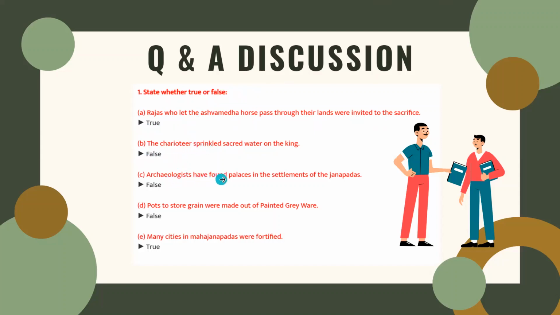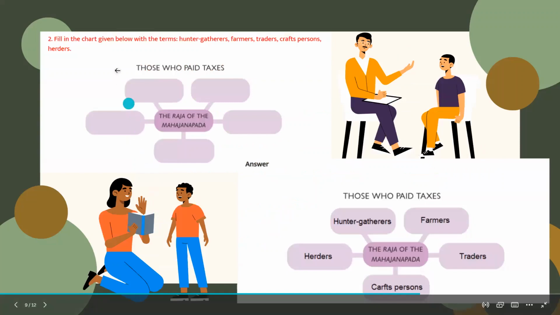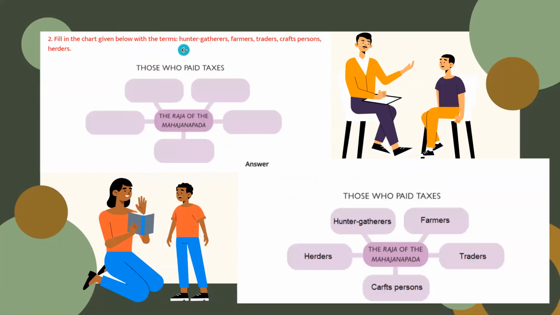Third is: archaeologists have found palaces in the settlements of the Janapadas. In the Mahajanapadas, you can find palaces in huge fortifications and houses, but not in the Janapadas. So false. Pots to store grain were made out of painted grain. No, false. Many cities in the Mahajanapadas were fortified. Yes, true.